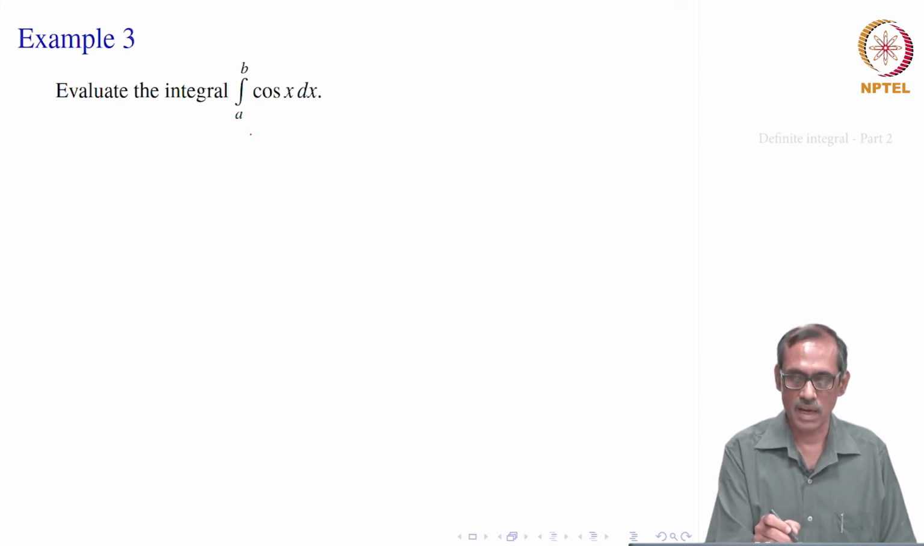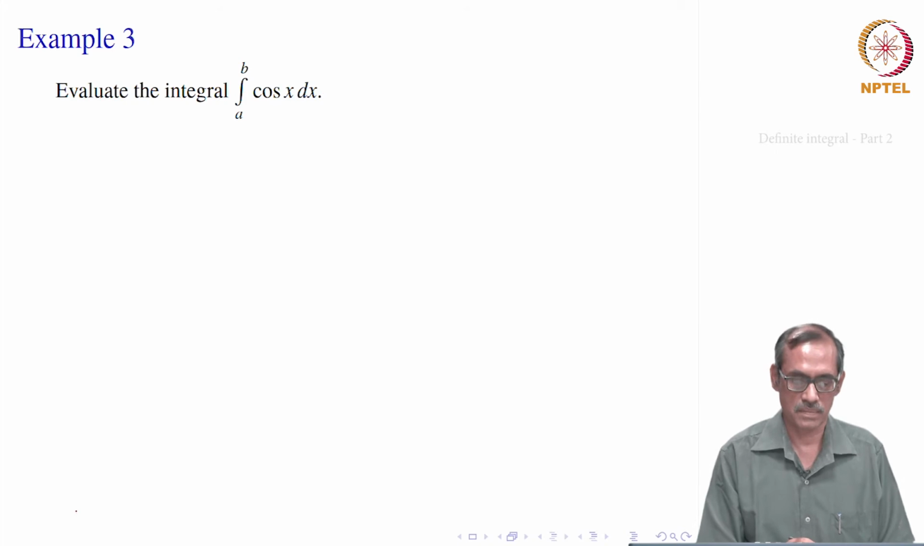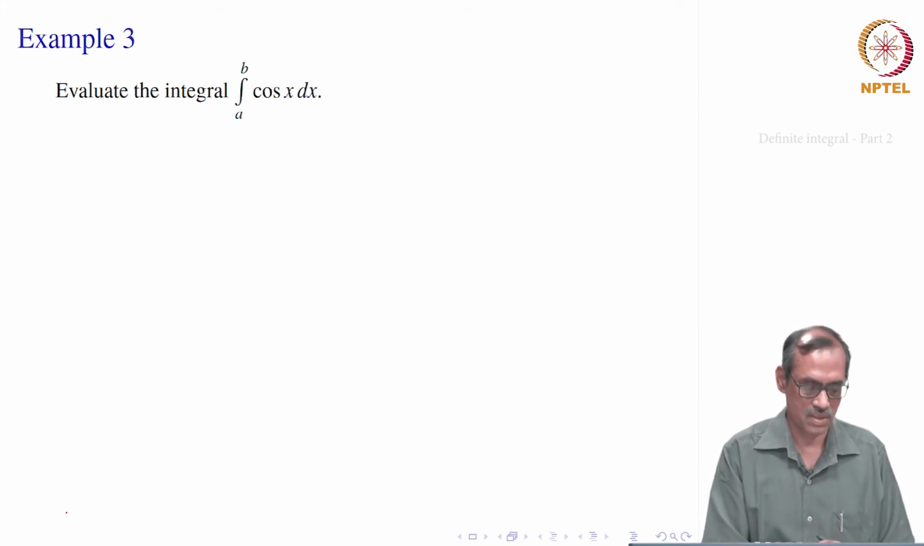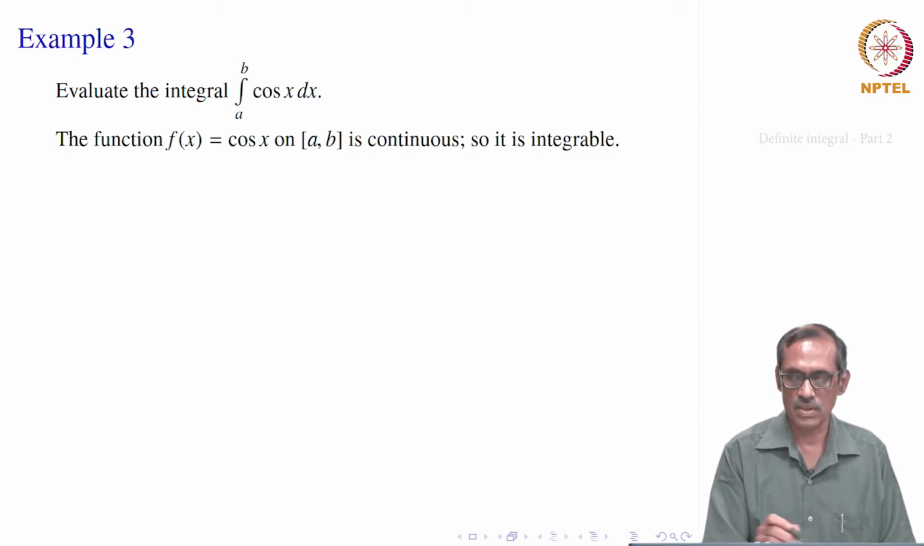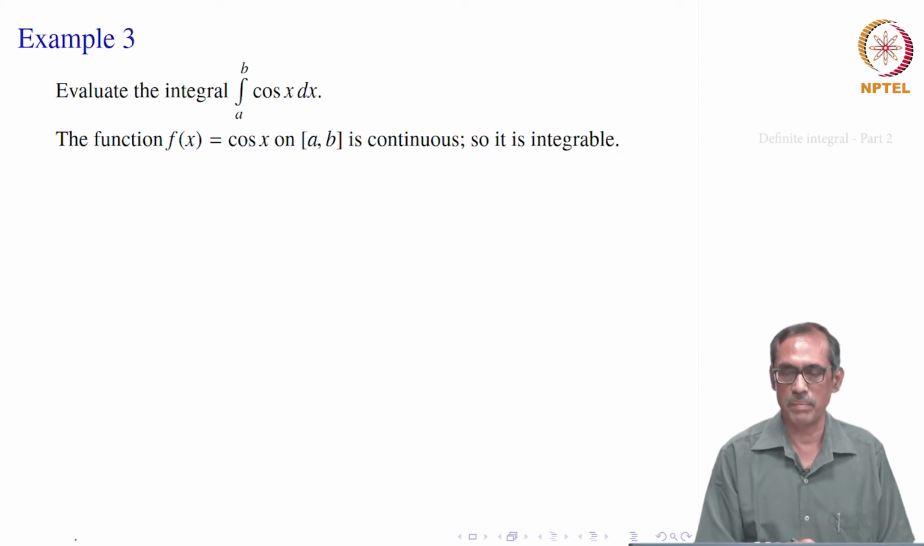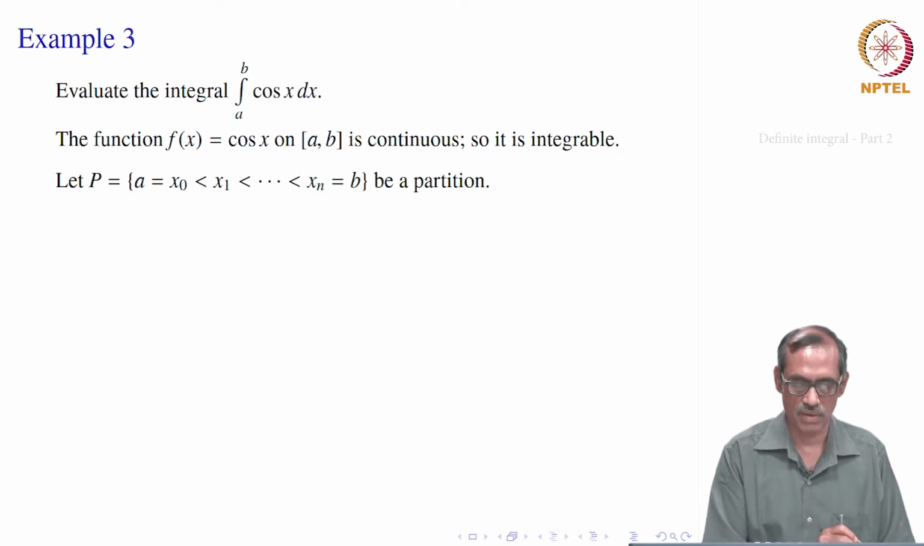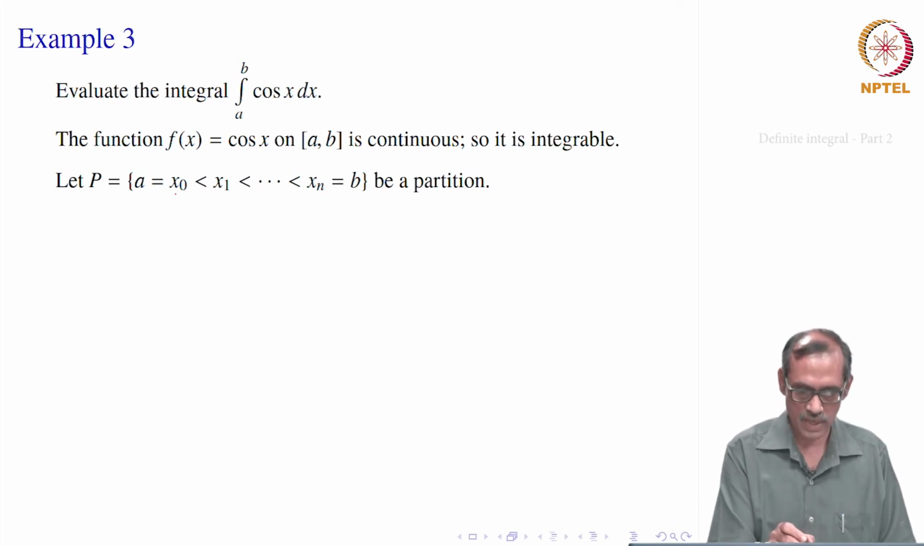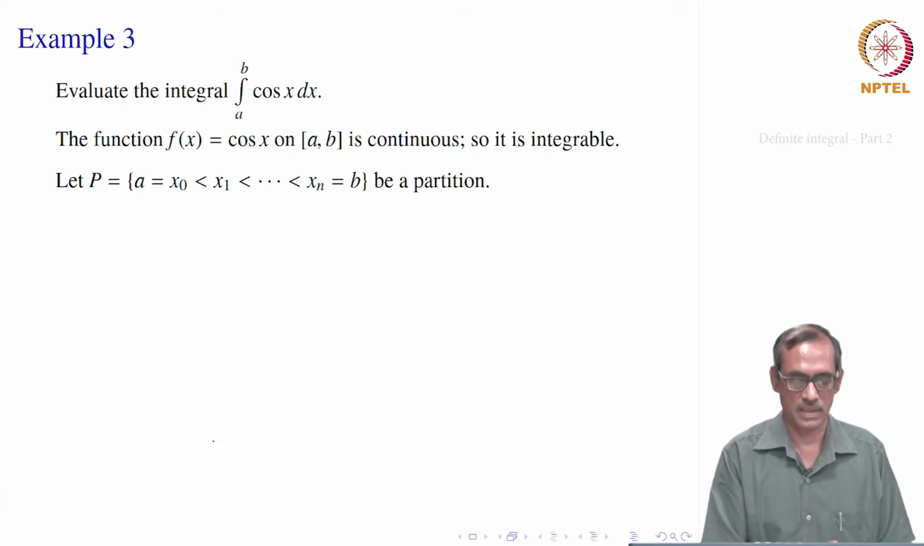Evaluate the integral from a to b of cosine x dx. The first thing is that the integral exists, because cosine x is continuous on the closed interval a b. So, it is integrable according to our theorem. Now, we choose any partition p, say a equal to x 0 less than x 1 and so on up to x n equal to b.